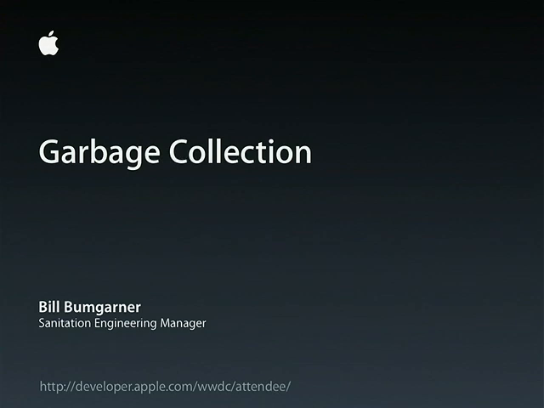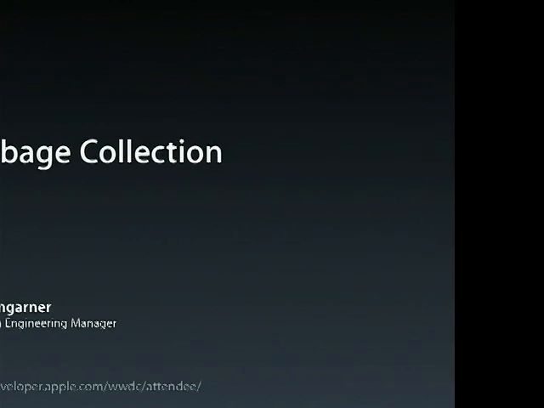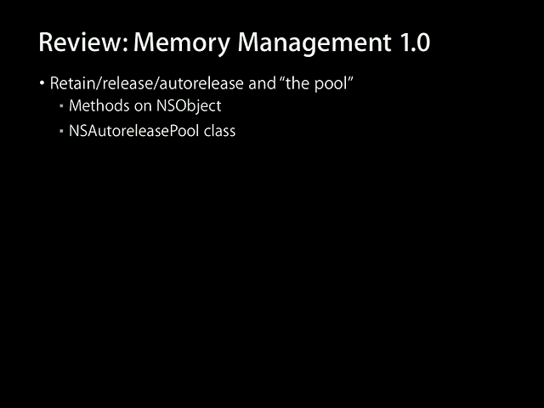So, garbage collection. In Objective-C 1.0, memory management, which has been the paradigm for memory management in Objective-C since 1993, was reference counting. Retain, release, auto-release, and the pool. These were methods on NSObject. They were not language behaviors. They were runtime behaviors. They were object behaviors. And it was supported by the NSAutoreleasePool class.